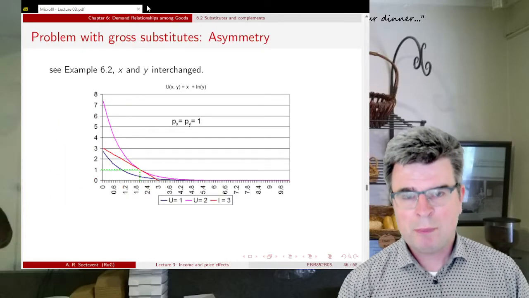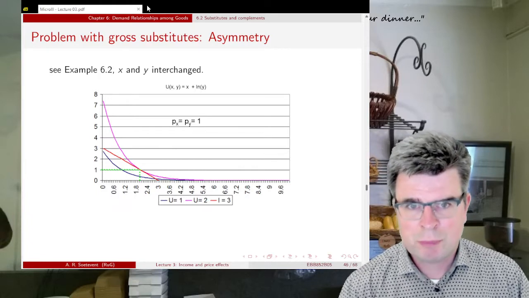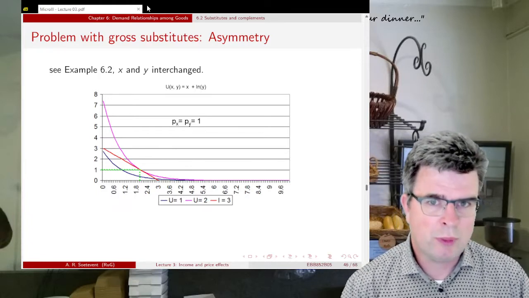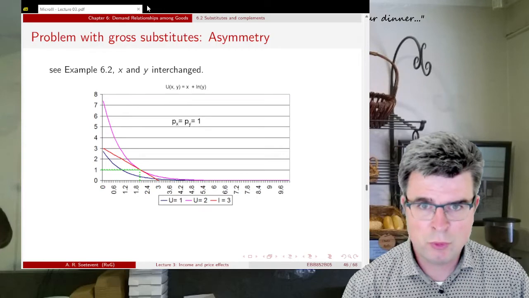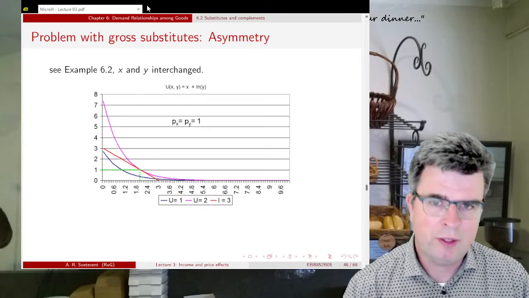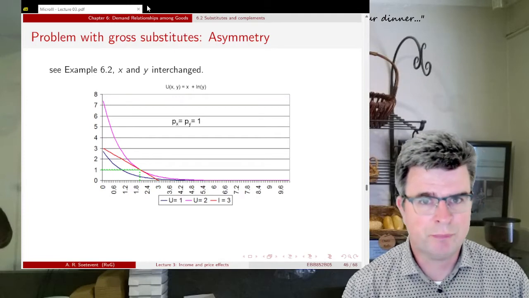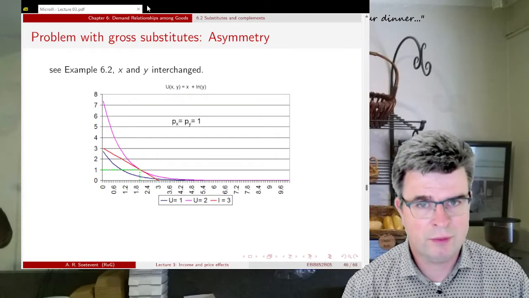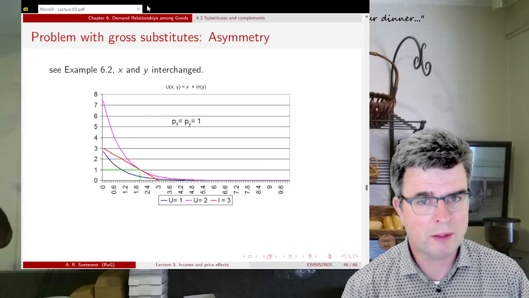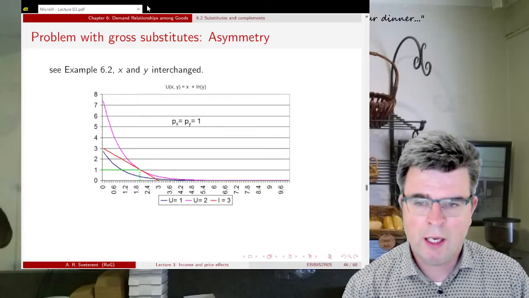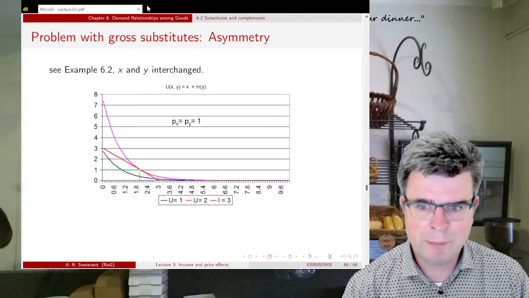But we have a problem with the concept of gross substitutes. So ideally, you want to have symmetry. If one good is a gross substitute of the other good, then the other good should also be a gross substitute of the first good. And it turns out that that doesn't hold automatically. We have an asymmetry. And I will show you with an example.